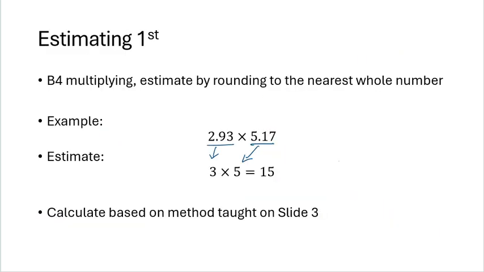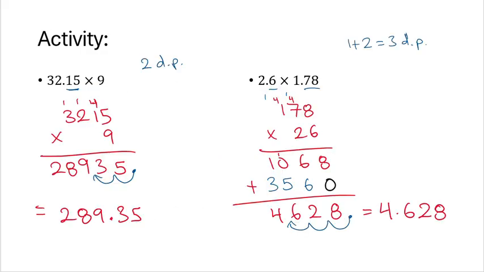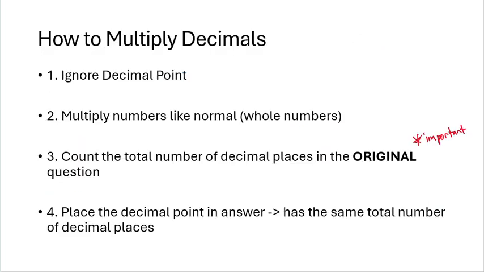Alright, next thing is estimating first. So before you multiply, you can estimate by rounding to the nearest whole number. So as you can see here, 2.93 times 5.17. I can just guess what the answer will be first. So I rounded 2.93 to 3, and then 5.17 to 5. And then if you wanted to find what the actual answer is, just go based off what I just taught you here. So slide 3 is this.